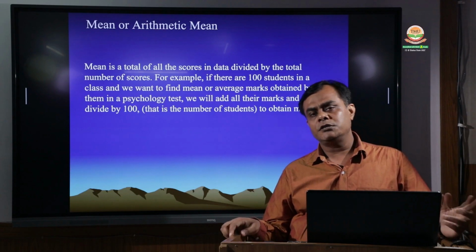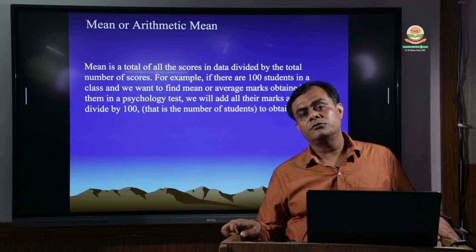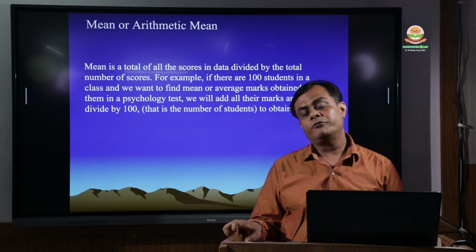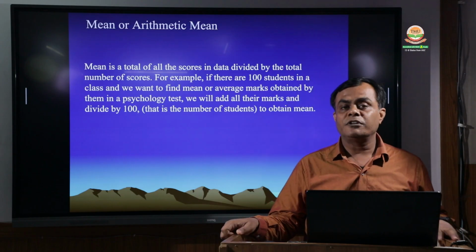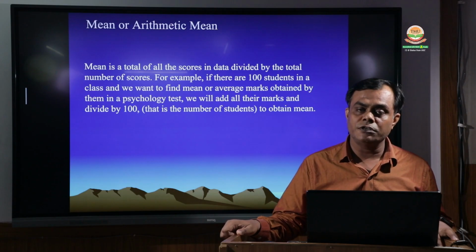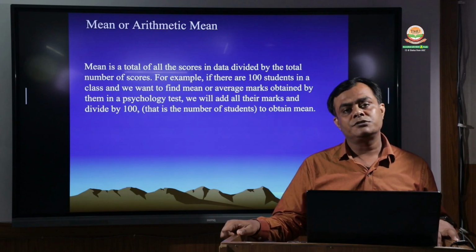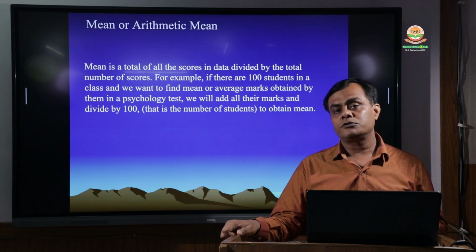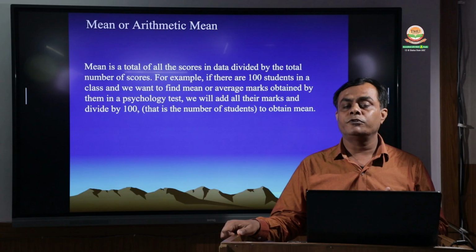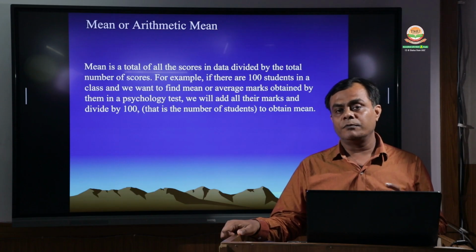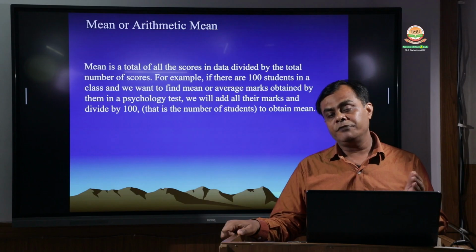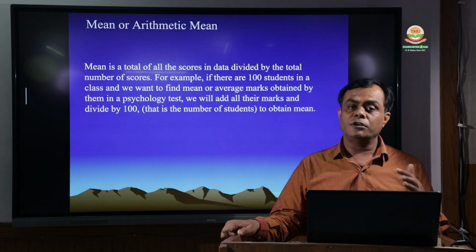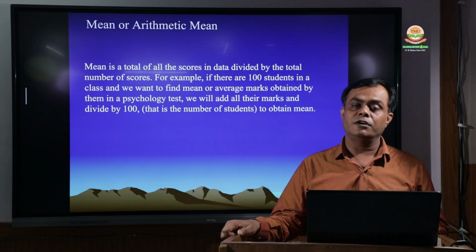Suppose there are 60 students in the class and I want to calculate the mean mathematics marks. First we have to gather the mathematics marks of all the students in the class. Suppose there are 40 students. We get all 40 mathematics marks, add them all, and whatever total we get, we divide it by the number of students in the class, that is, the number of students who scored mathematics marks.